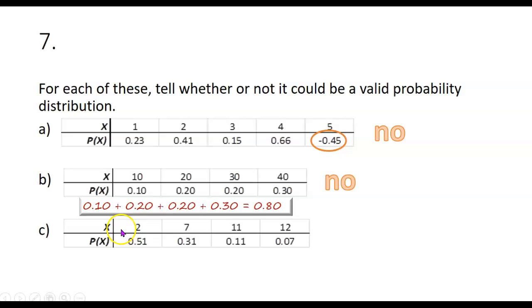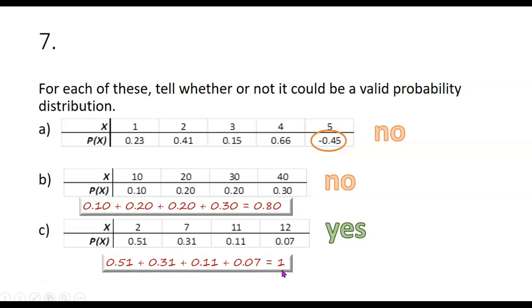Next one, this is saying that x, our random variable in this probability distribution, could be 2, 7, 11, or 12. So that could happen. And then here we've got a probability for each one. And if we add these probabilities together, 0.51 plus 0.31 plus 0.11 plus 0.07 does equal 1. So yes, this could be a valid probability distribution.